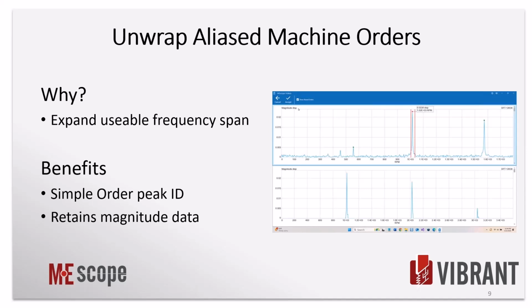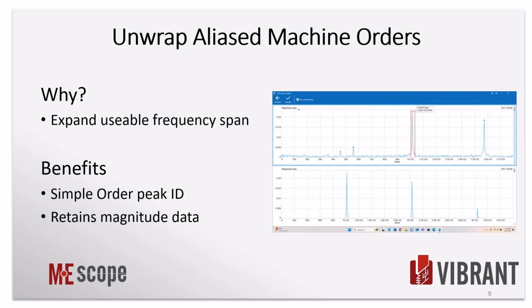So the image at the bottom half is the unwrapped aliased order. Again, you can see your initial running speed to the left, that's your 1,000 RPM, and it drops to 2,000 and 3,000. You can see how that 3,000 peak, initially in the aliased orders, would be to the left of the running speed. Now we unwrap it and it lays out the way it should, and it retains the magnitude data with it, and gives you very simple order peak or multiples identification. So it just lays it out and you work that way.